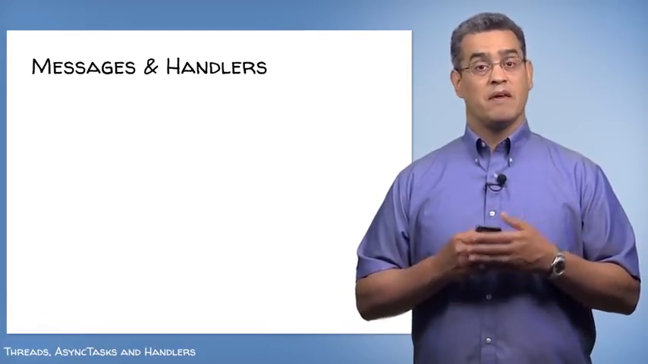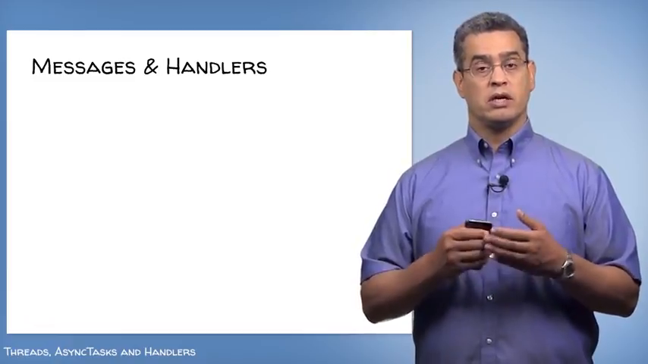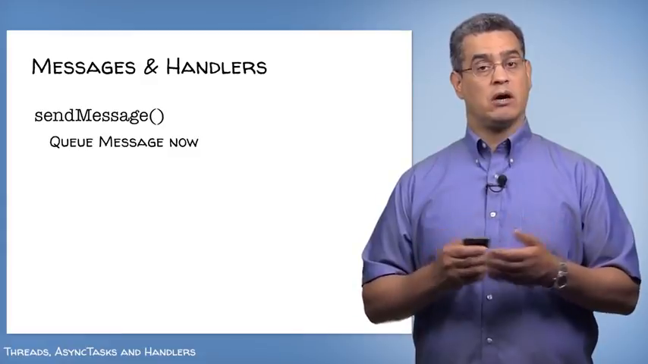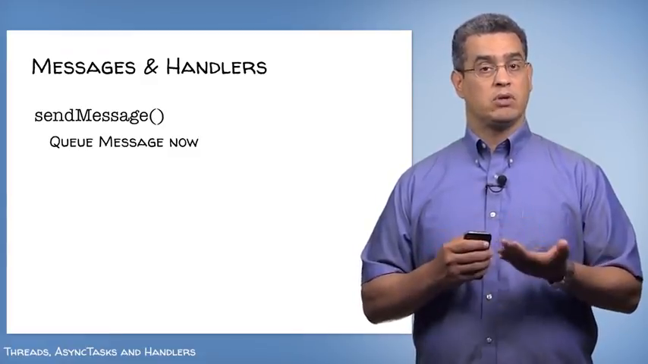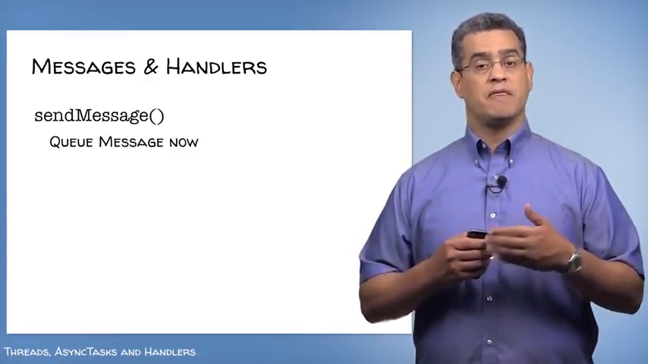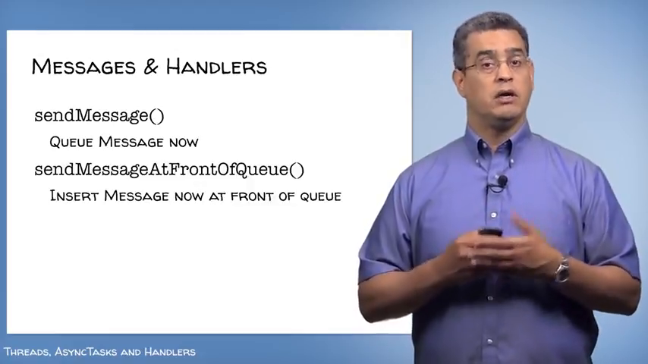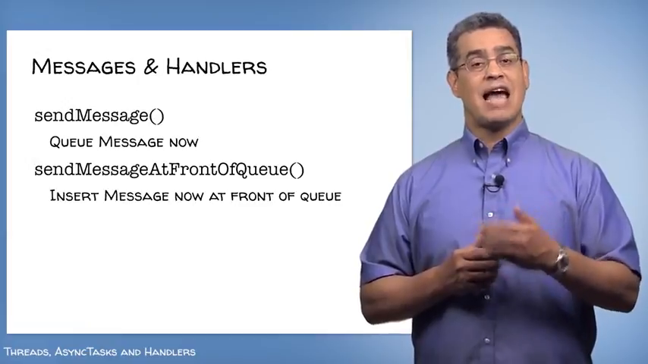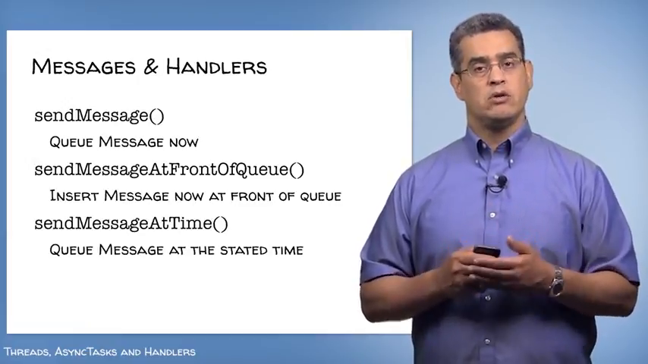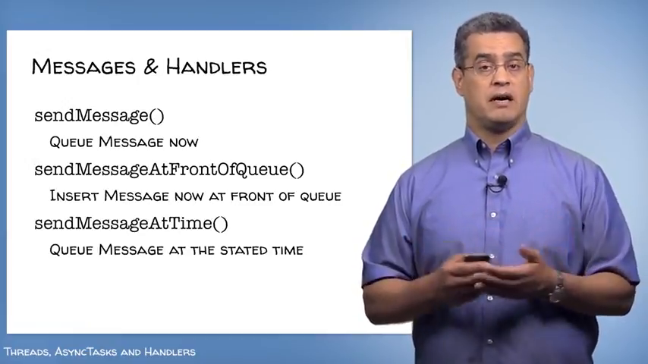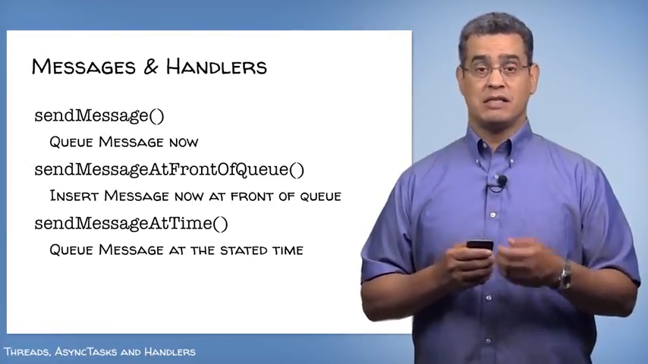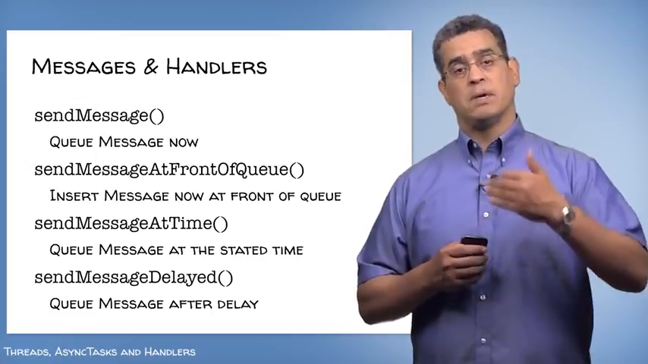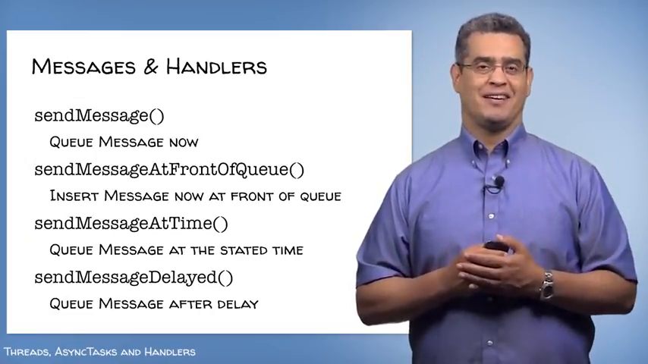As with runnables, there are a number of methods that you can use to send the message. There is the sendMessage method that we just talked about. There's also a version that allows you to put the message at the front of the message queue to have it execute as soon as possible. There's a sendMessageAtTime method to queue the message according to the specified time. There's also a sendMessageDelayed method that queues the message at the current time plus the specified delay.